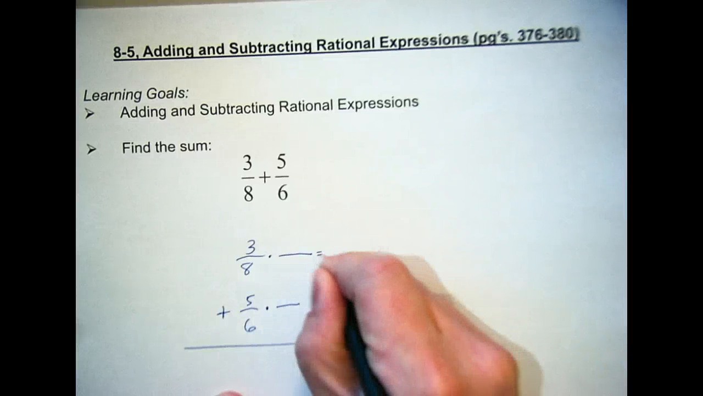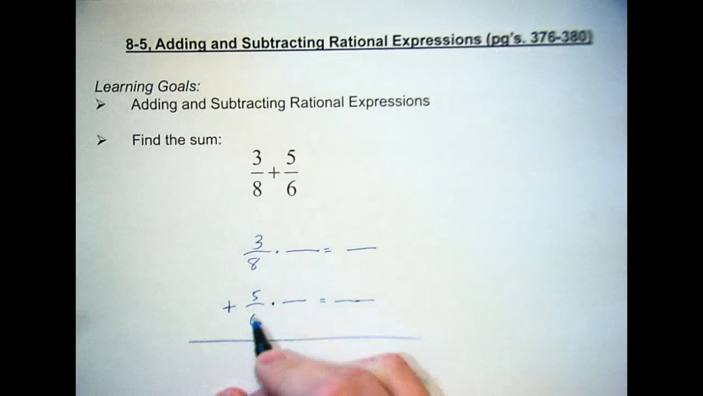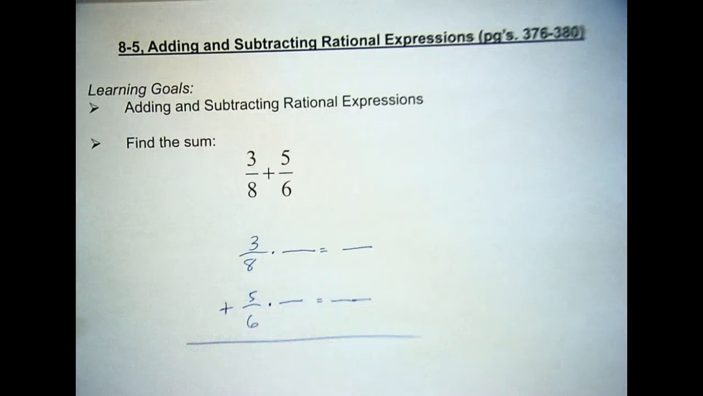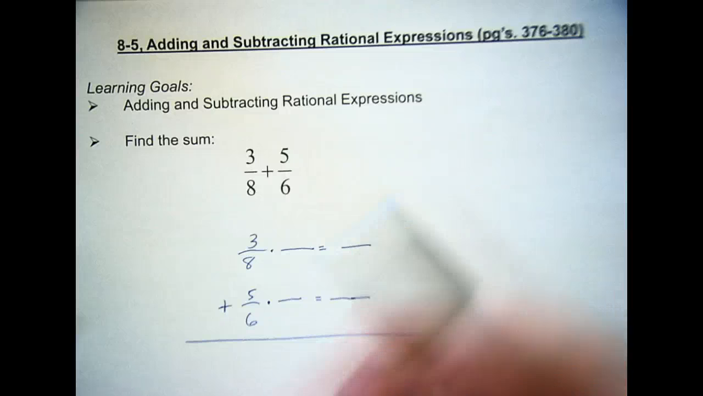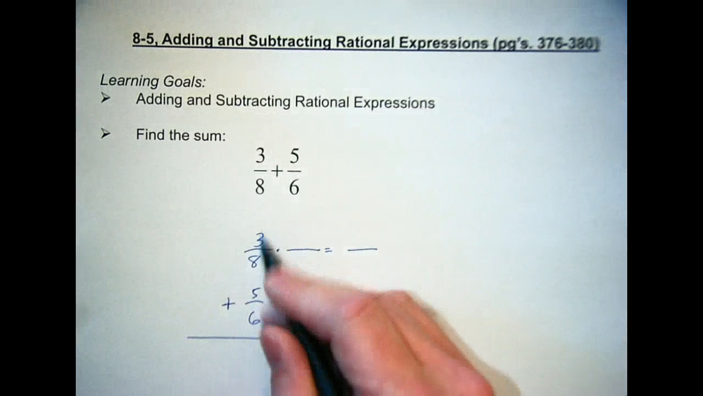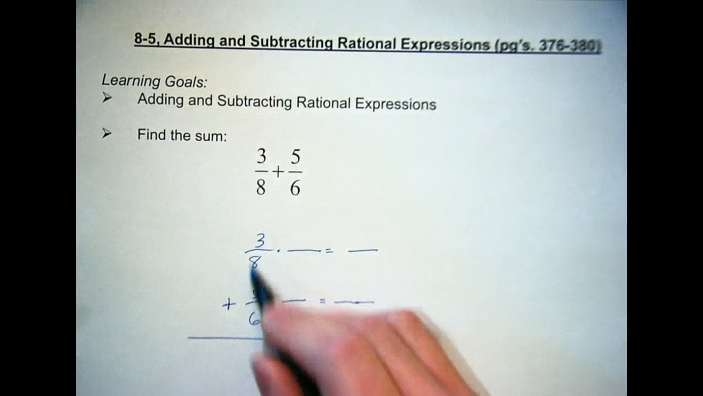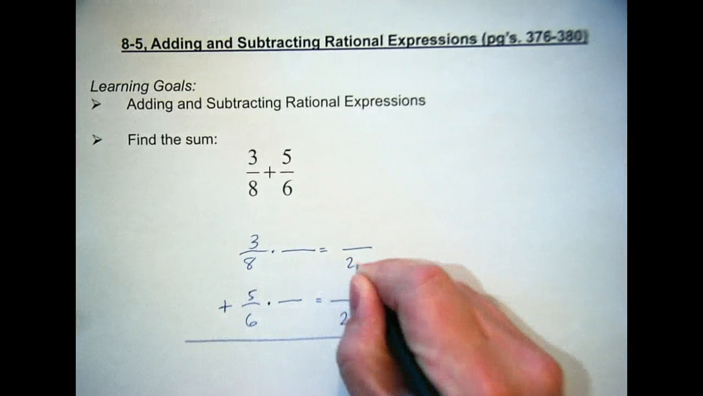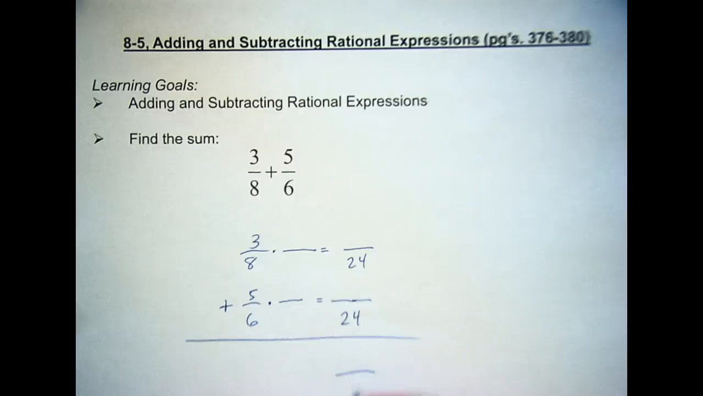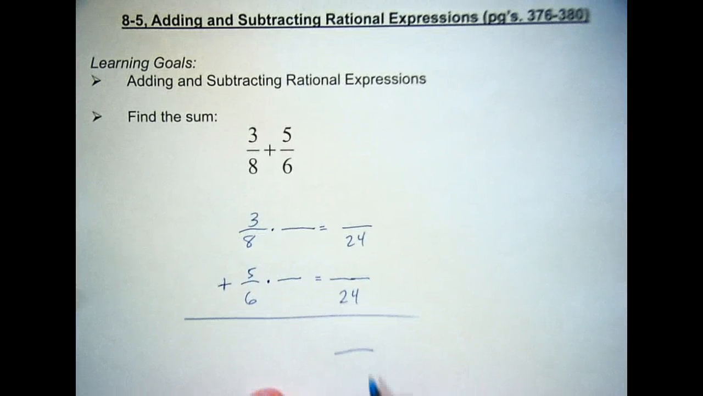Well, I need a common denominator, and the common denominator of 6 and 8 is 24. I guess first I should say I need to try to reduce, which I can't do. I can't reduce 5/6 or 3/8. But the least common multiple of 6 and 8 is 24. They both go into 24. That is going to be my new denominator for my solution.